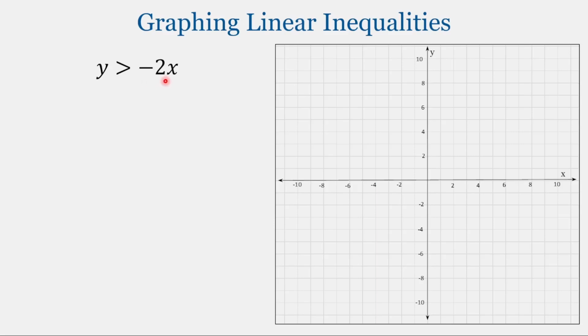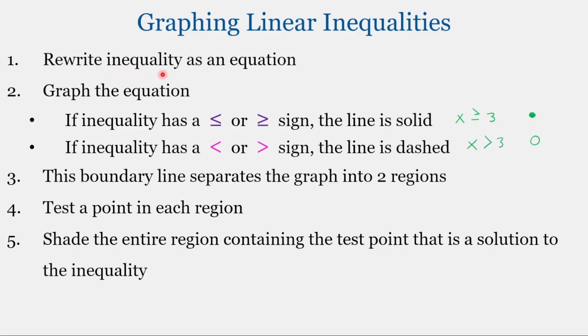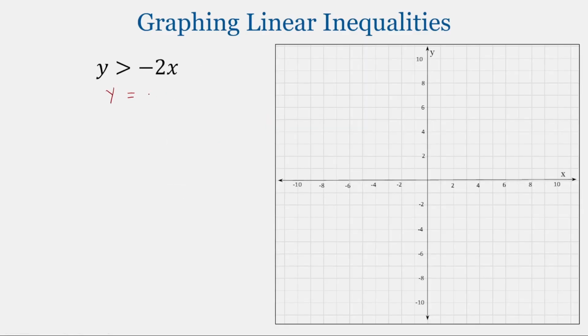Let's try another inequality. Here we have y greater than negative 2x. Our first 2 steps will be to write the inequality as an equation and then to graph that equation. So we have y equal to negative 2x. This is in slope-intercept form. So we have y equal to mx plus b. So in this case, our slope is equal to negative 2, and our y-intercept is equal to 0.